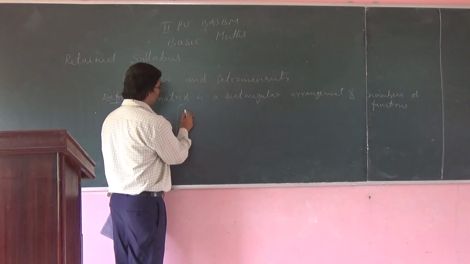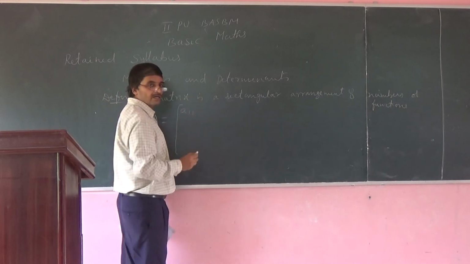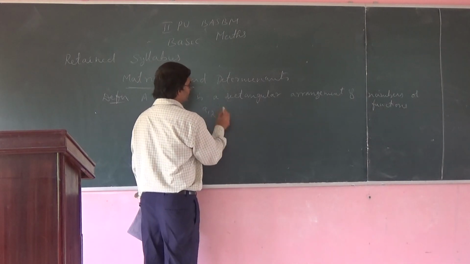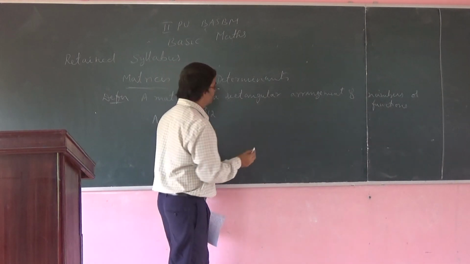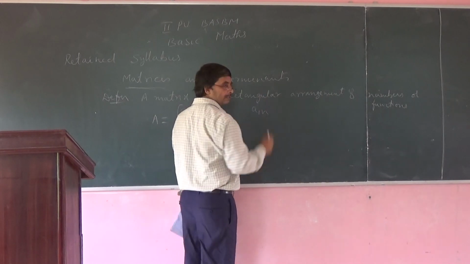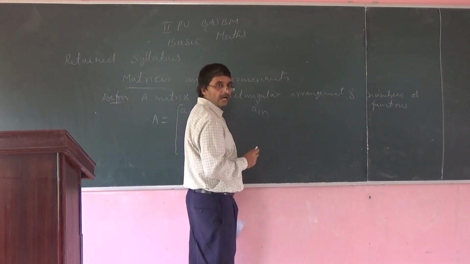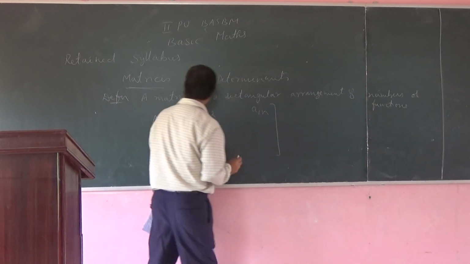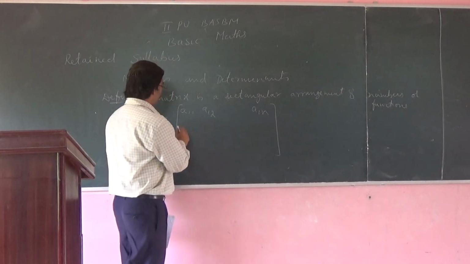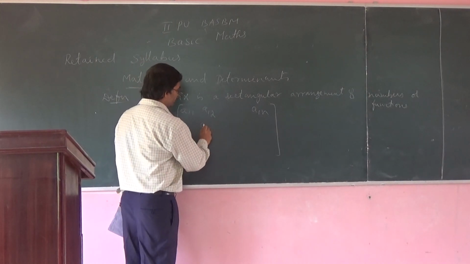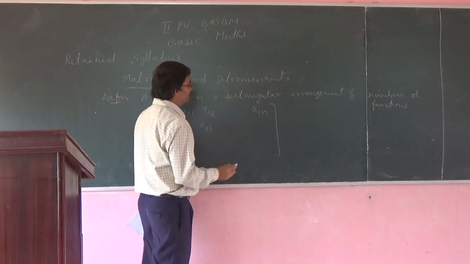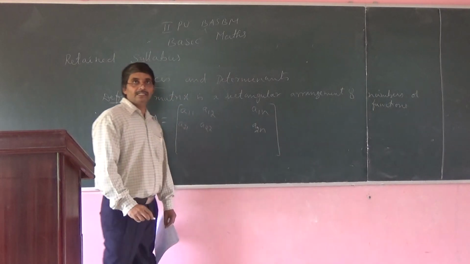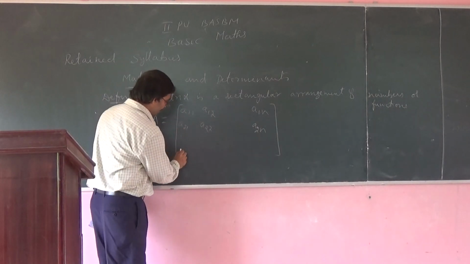So I am writing the general form. Say the first element A11, second element A12 and so on. So the nth element I will write as A1n. Similarly, the next row I will write as A21, A22 and so on up to A2n, and this will continue like this, and AM1.